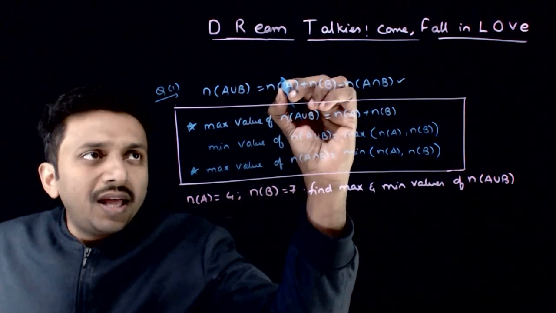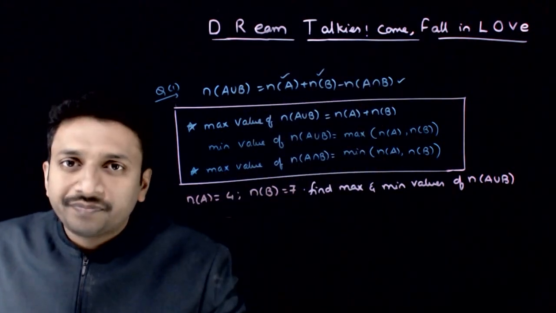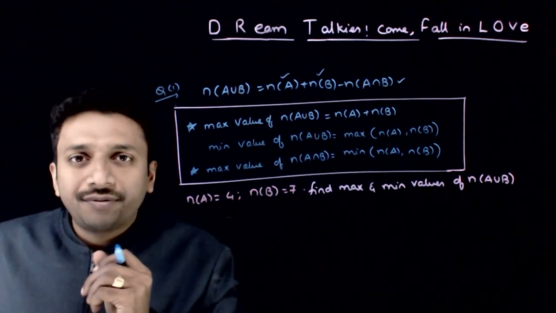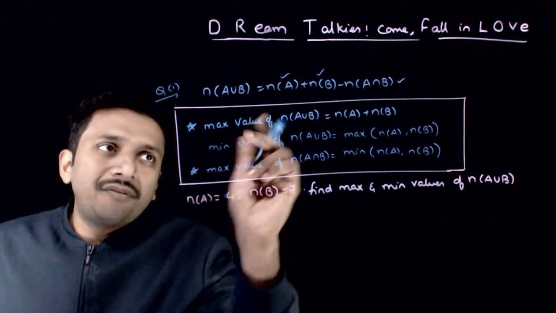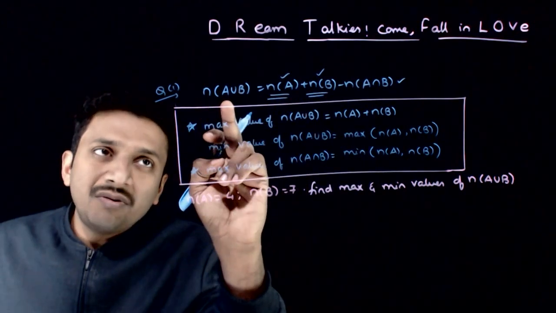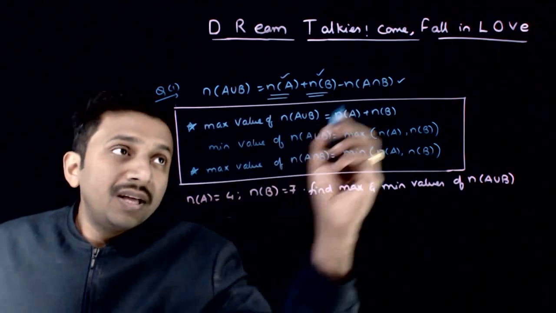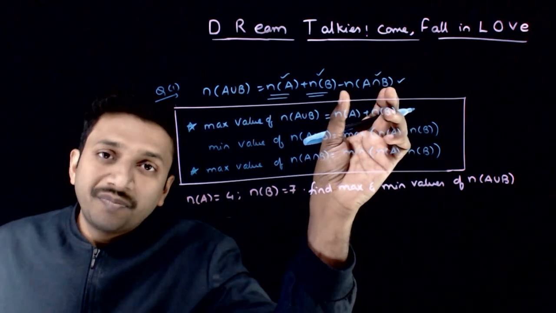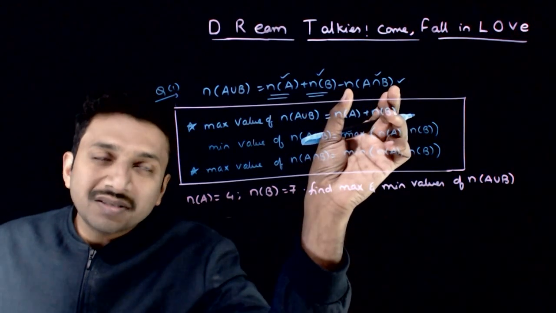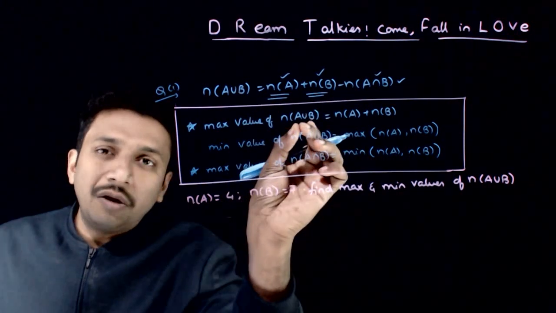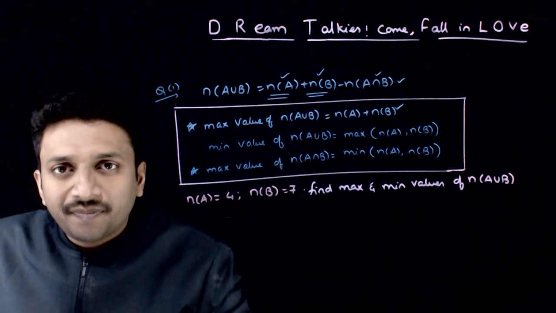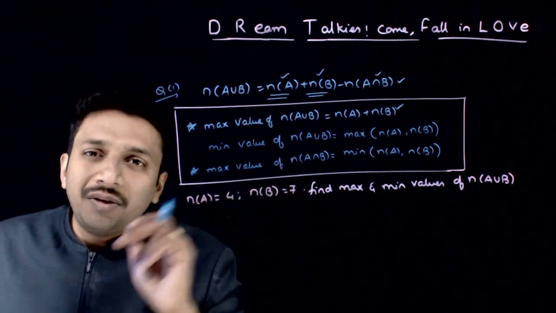Now if n of A and n of B are given to you, what is the condition which ensures the maximum value of n of A union B? If n of A and n of B are fixed, n of A union B will be maximum if A intersection B is equal to 0. If A and B are disjoint sets, you are subtracting 0, so the maximum value of n of A union B will be exactly equal to n of A plus n of B. And what is the minimum value of A union B?